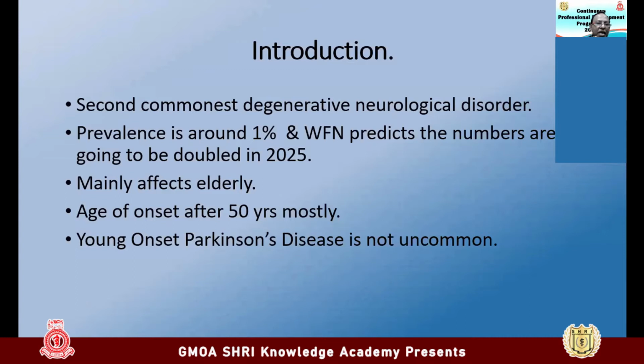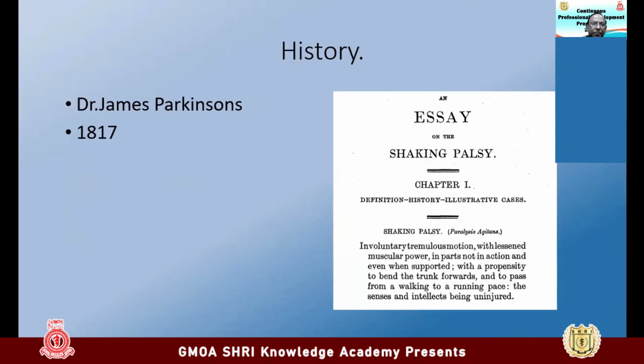This condition mainly affects the elderly. But elderly in the sense of after 50 years of age, not in keeping with the current trends of classification of young and old. It is more common after 50 years. Having said that, at present we see a lot of patients with Parkinsonism around 35 to 50 as well. That is what I want to admit here. It's not uncommon in young patients as well.